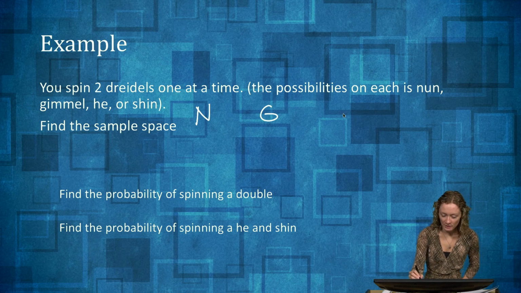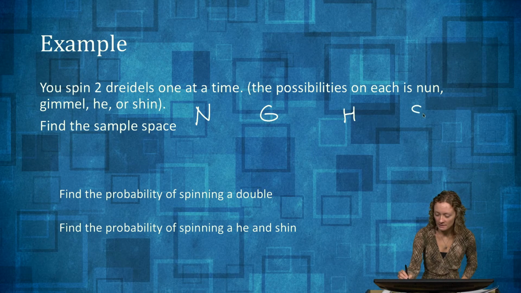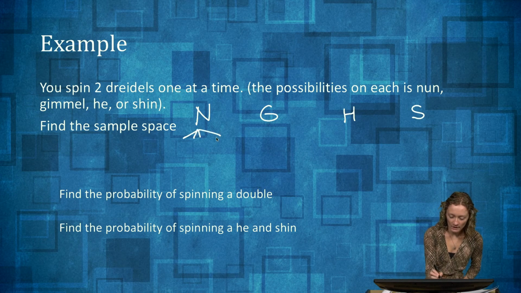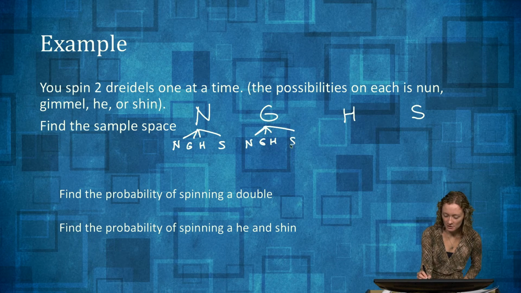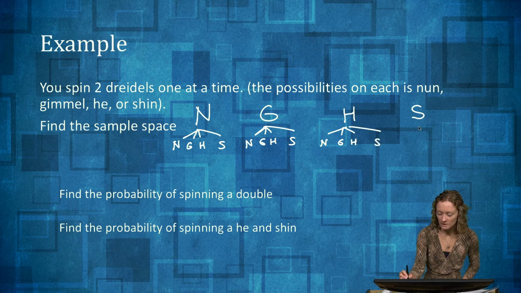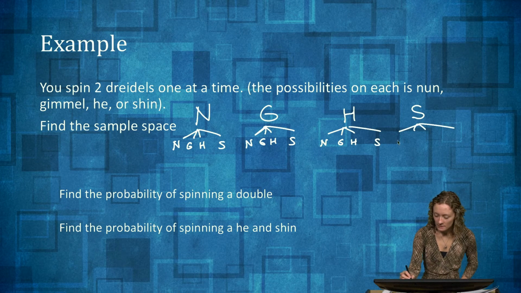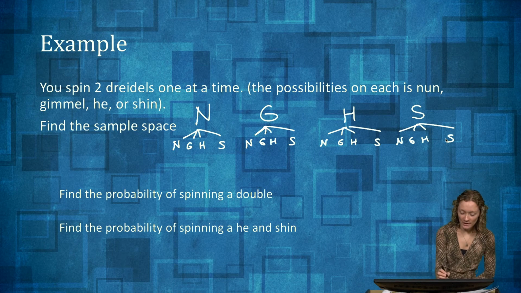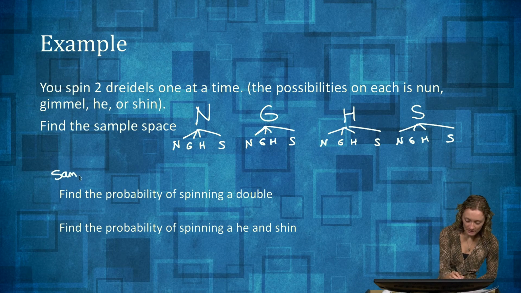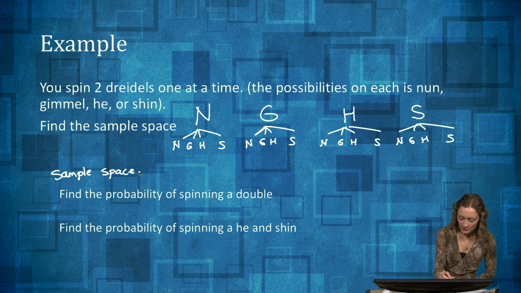The first spin could give nun, gimel, hey, or shin. And then off of each one, the same thing could occur: nun, gimel, hey, shin. This is the tree diagram. The sample space would be the formal list.